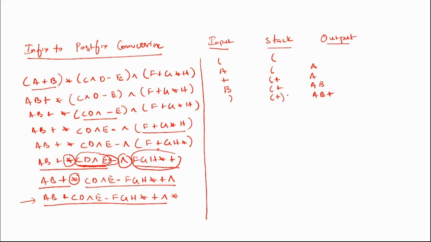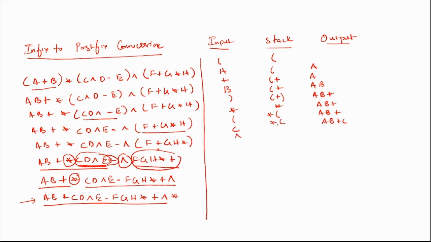So there is nothing in the stack that is left now. Then comes star. I will push star into the stack and I'll say A, B plus, right? Then comes the open parenthesis. Therefore, I will write the open parenthesis after the star and I'll say here A, B plus. Then comes C. I will write it as it is. Then I will say A, B plus C.